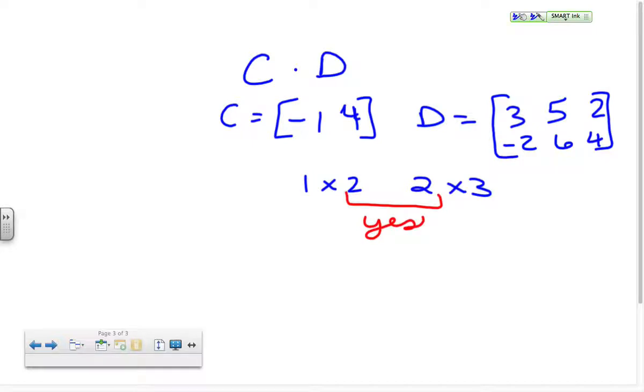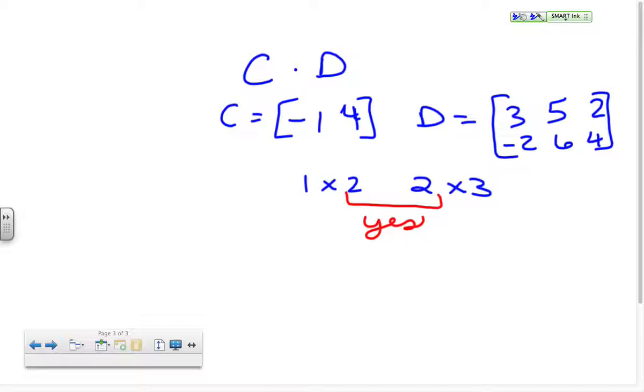All right, so the first part of your homework on Khan, that's all you're going to do is a yes or no. Is it defined? Remember, addition and subtraction have to be exactly the same dimensions. For multiplication, they do not have to be exactly the same, but the numbers in the middle have to match.